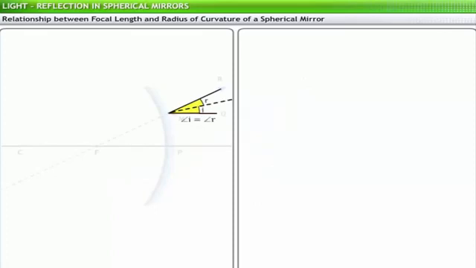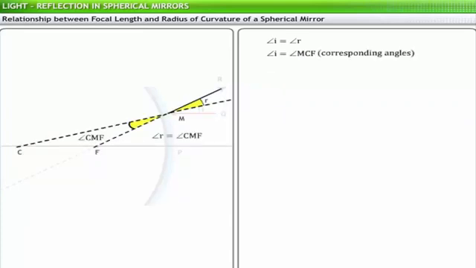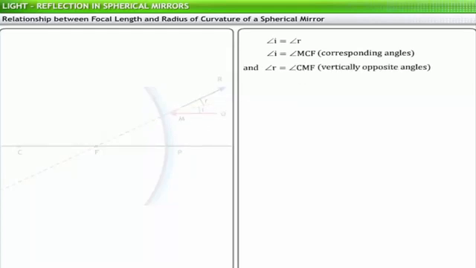We know that angle I is equal to angle R by the laws of reflection. Angle I is also equal to angle MCF, as they are corresponding angles. Additionally, angle R is equal to angle CMF, as they are vertically opposite angles. Therefore, angle MCF is equal to angle CMF. Therefore, CF is equal to MF.